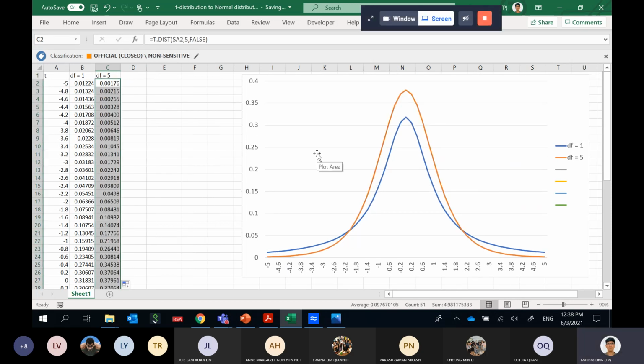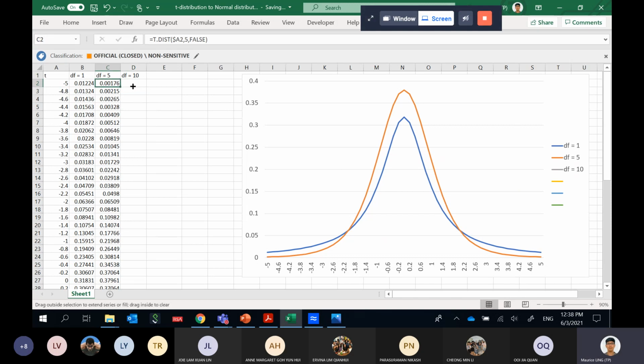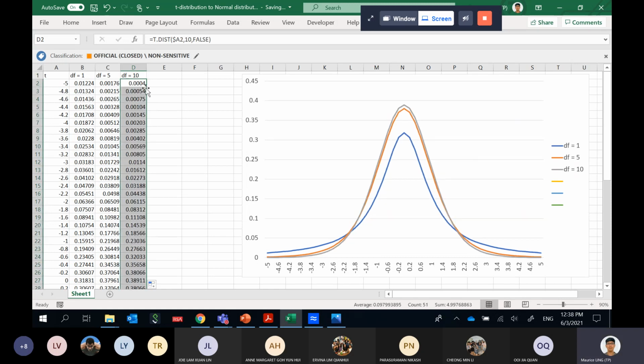You see, the standard deviation closes up. If I have degrees of freedom of 10, the peak becomes higher and the edge closes up even more. Let's say I go to degrees of freedom of 30. Do I have enough space? Yeah, enough space.